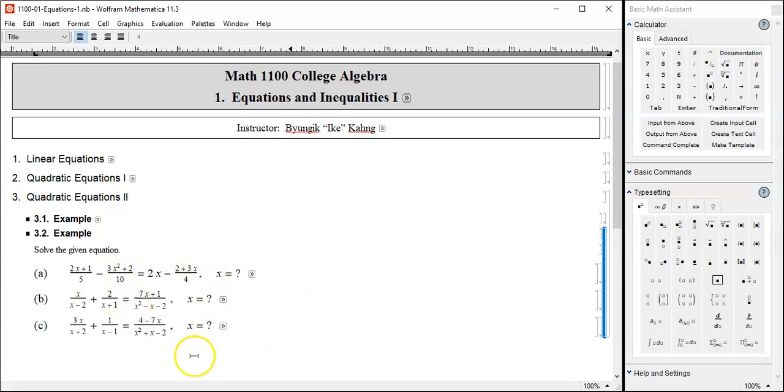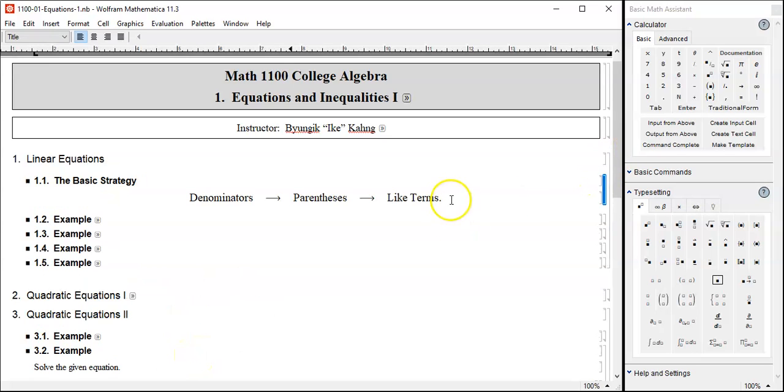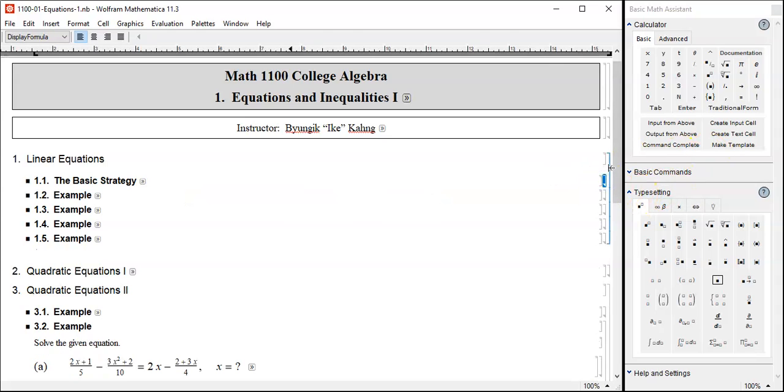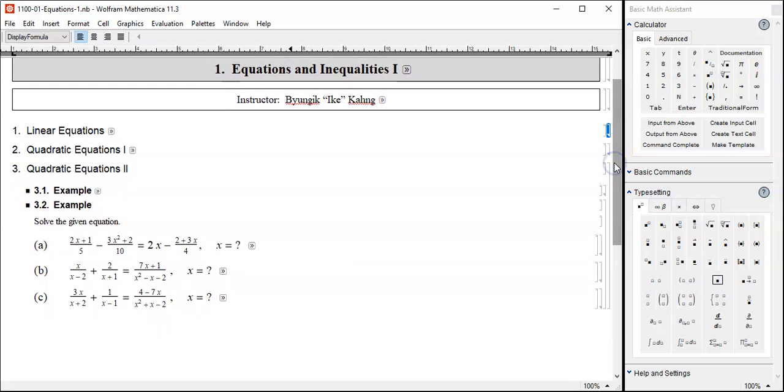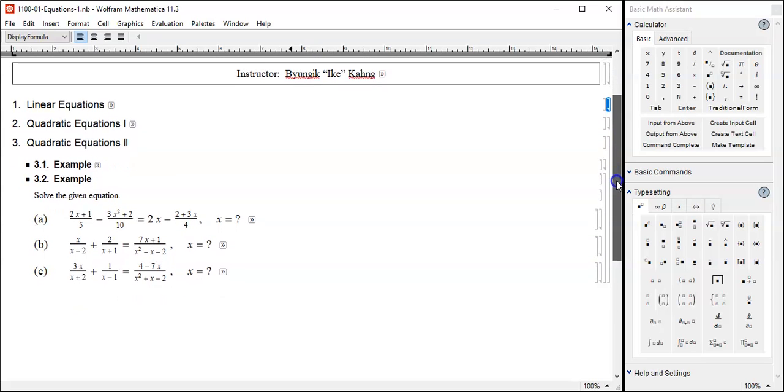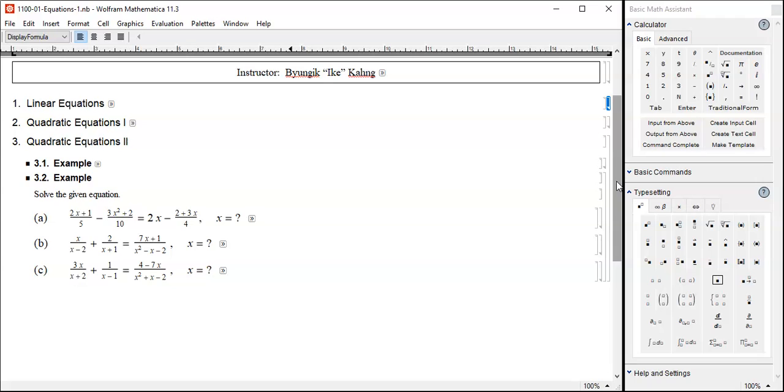Quadratic equations with denominators. What am I talking about here? The basic strategy: denominators first, parentheses next, finally like terms. This was the basic strategy for linear equations. No exceptions for quadratic equations as well. Yes, it's true for transcendental equations as well, but that's something we'll be studying way back in chapter 6, and then in the next course in Math 1600, trigonometry. Anyway, quadratics.